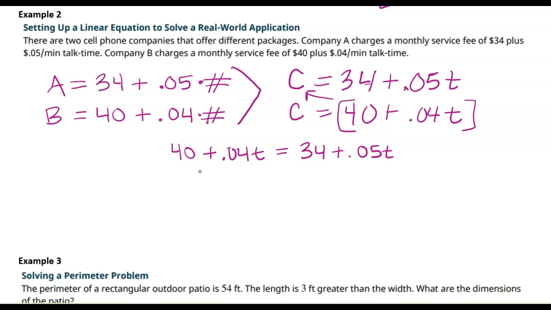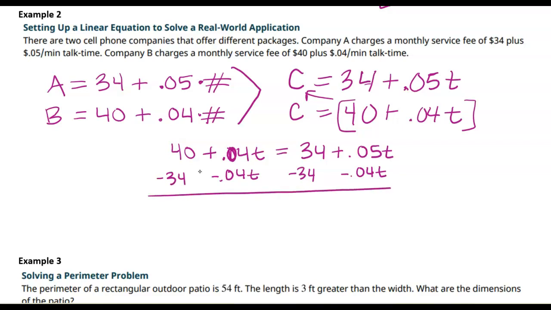I now have the same type of pieces of my linear equations on both sides. So let's combine like terms. I'm going to choose to do this by keeping t positive. So I'm going to subtract 0.04t on both sides. And then I'm going to subtract 34 on both sides. That will get rid of my 0.04t here and get rid of my 34 here. I then have 6 equals 0.01t.